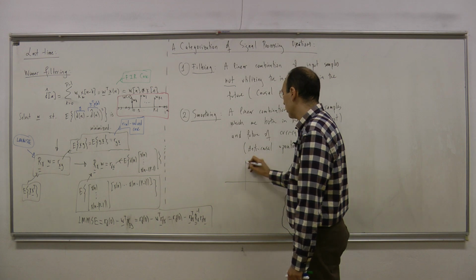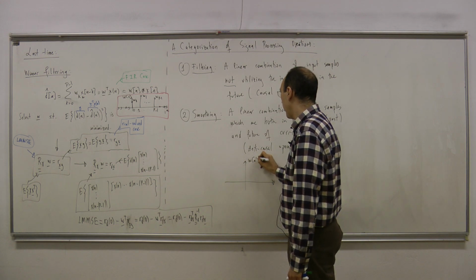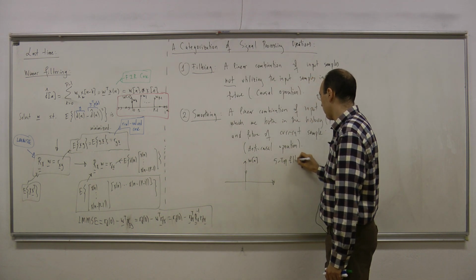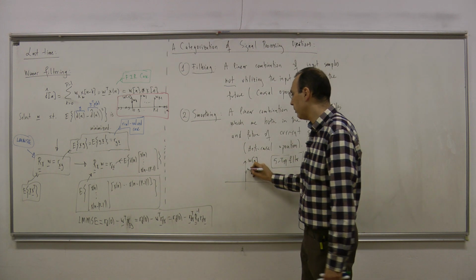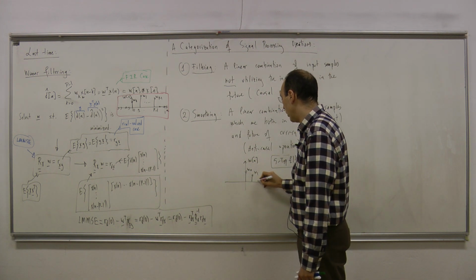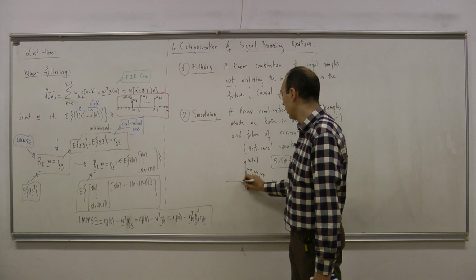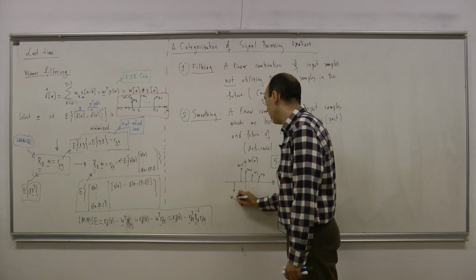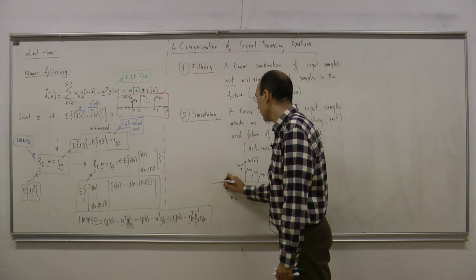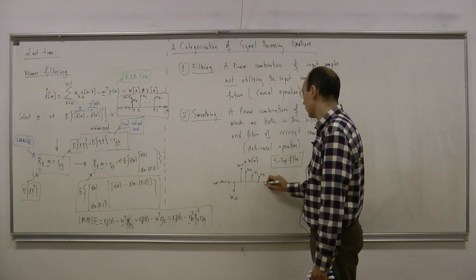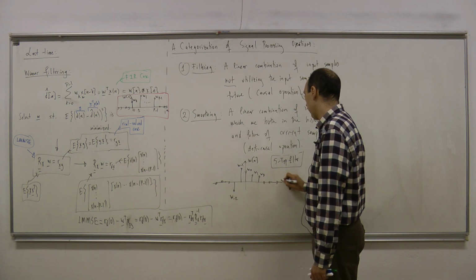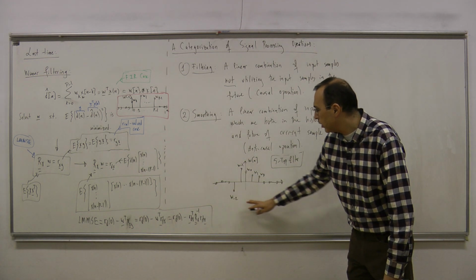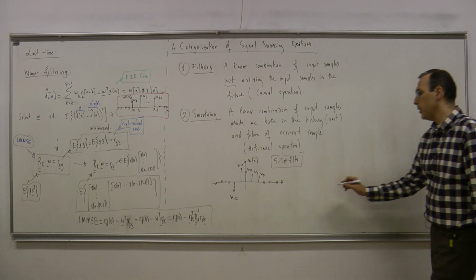Now this is just an example. My W of n is, let's say, a 5-tap filter. So I have a W0, a W1, a W2, and W minus 1 and W minus 2. The rest is all equal to 0. Now the question is, my impulse response, as you see, is an anti-causal sequence. So what do I mean by this?